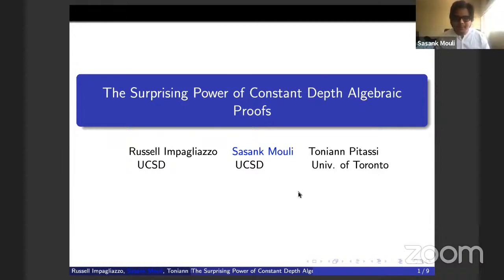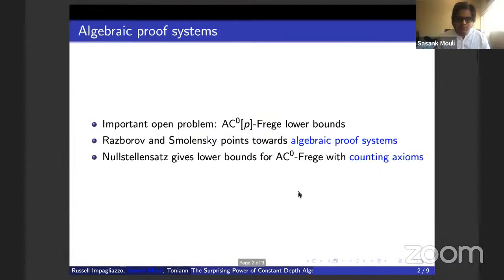Thank you. So I'll be talking about some simulation results for algebraic proof systems, which were somewhat surprising to us. An important open problem in proof complexity is lower bounds for AC0[p] Frege, and algebraic proof systems were introduced to try and transport some of the reasoning used in the corresponding circuit lower bounds into proof complexity.